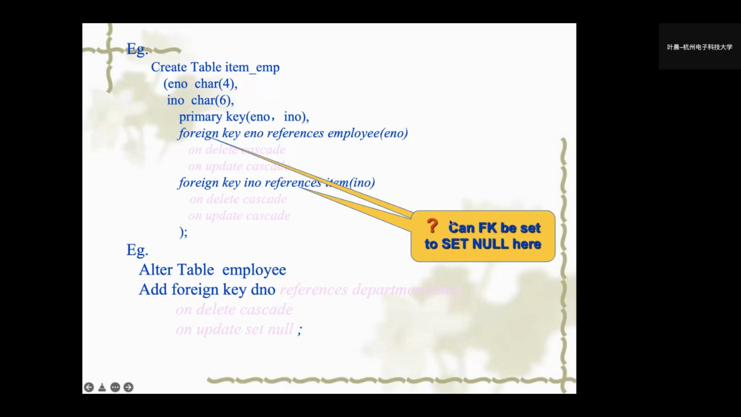And here there is a question: can the foreign key be set to null here? And here we can see that we can write the foreign key to be null, but here we can't set this foreign key DNO to null because here we have this update set null option.